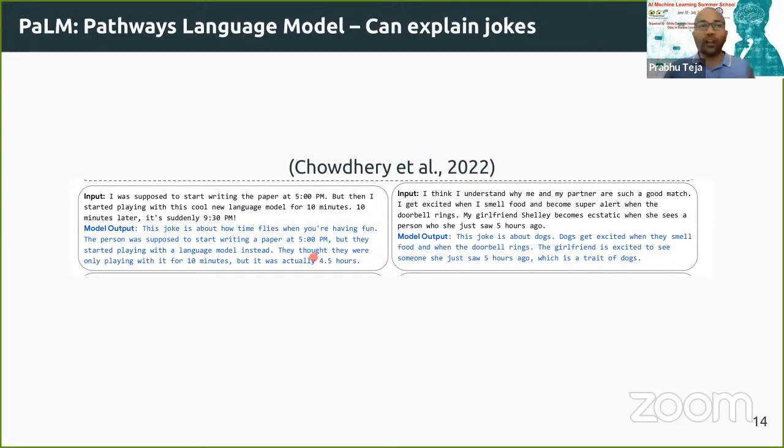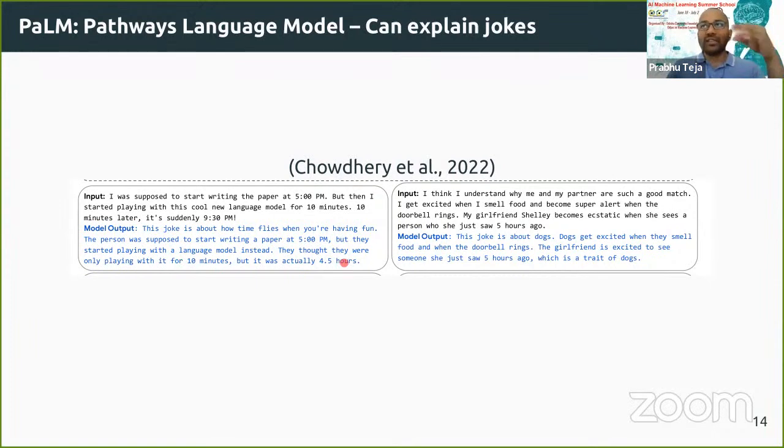I'll read one out for you and see how convincing it is. The input is: I was supposed to start writing the paper at 5 p.m., but then I started playing with this cool language model for 10 minutes. And 10 minutes later, it is suddenly 9:30 p.m. And the model explains this as follows. This joke is about how time flies when you're having fun. The person was supposed to start writing the paper at 5 p.m., but they started playing with the language model instead. They thought they were only playing with it for 10 minutes, but it was actually 4.5 hours.